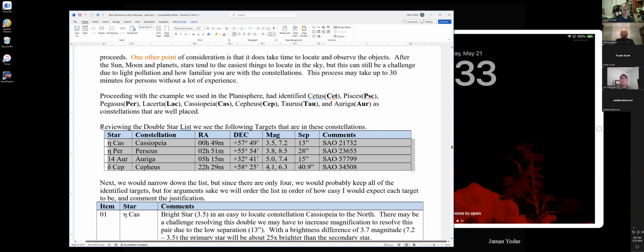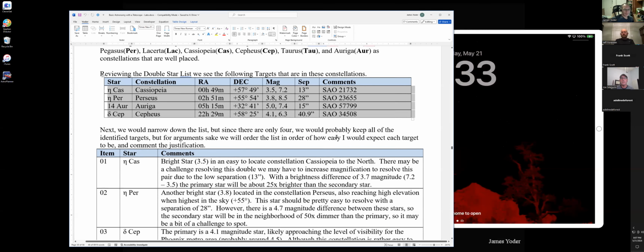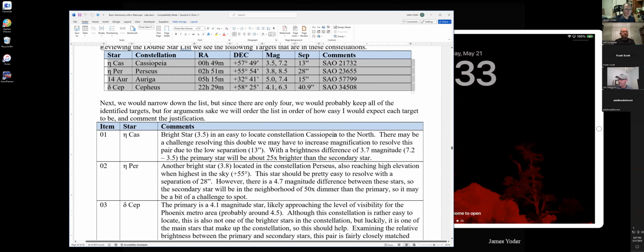Same with these two. They're fairly close to the same brightness, and they're well separated. So this should be easy to spot. Okay, so I'm going to walk through that on this too. Next is narrow down the list by selecting only 4.